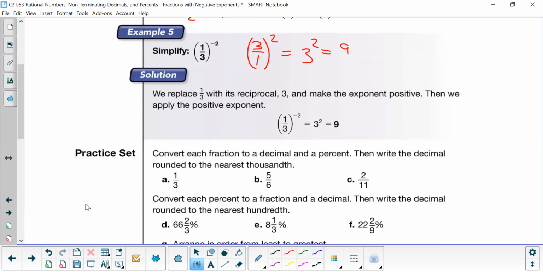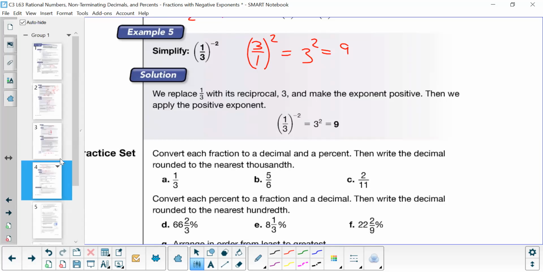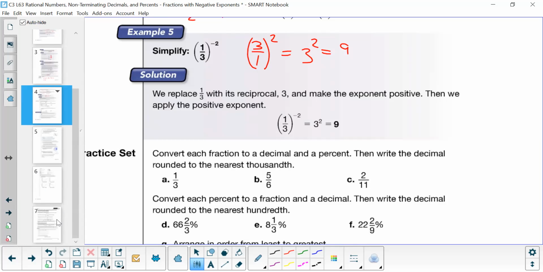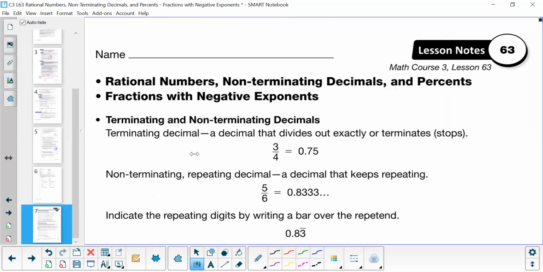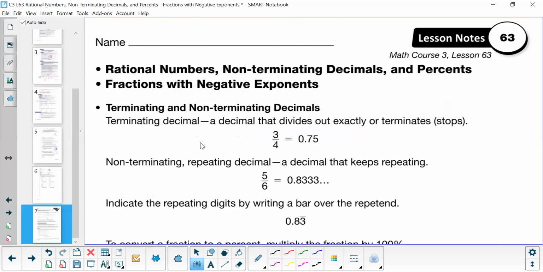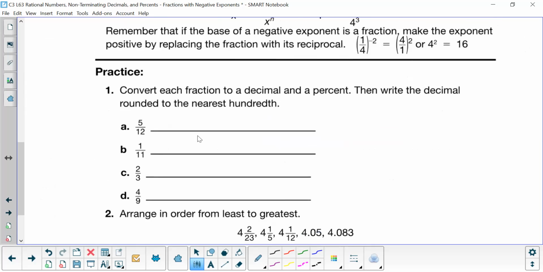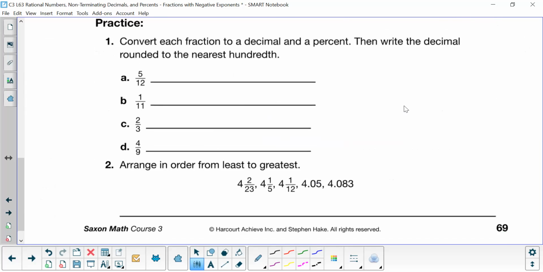Okay, that is the end of this lesson. Let's jump to our lesson notes. Take a look at problems I would like you to complete. Down here at the bottom, we have 2 problems. Problem 1 has 4 parts. I'd like you to do part A and part C, and then we're also going to do number 2.